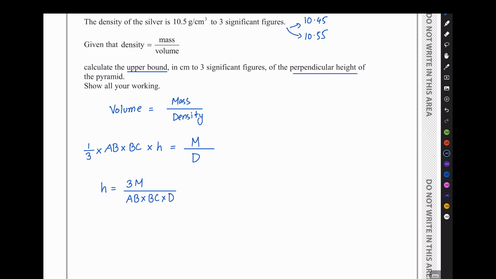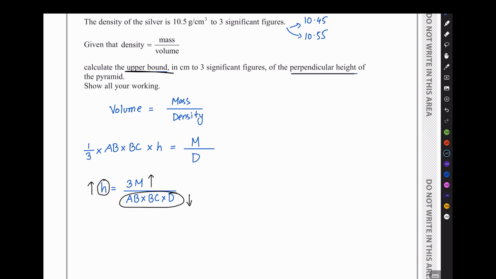I need to find the upper bound of the perpendicular height, right? I want to find the upper bound. So I need to maximize H. My target is to find the maximum value of H. And for that, I need to maximize the value at the top, and I need to minimize every single value at the bottom.